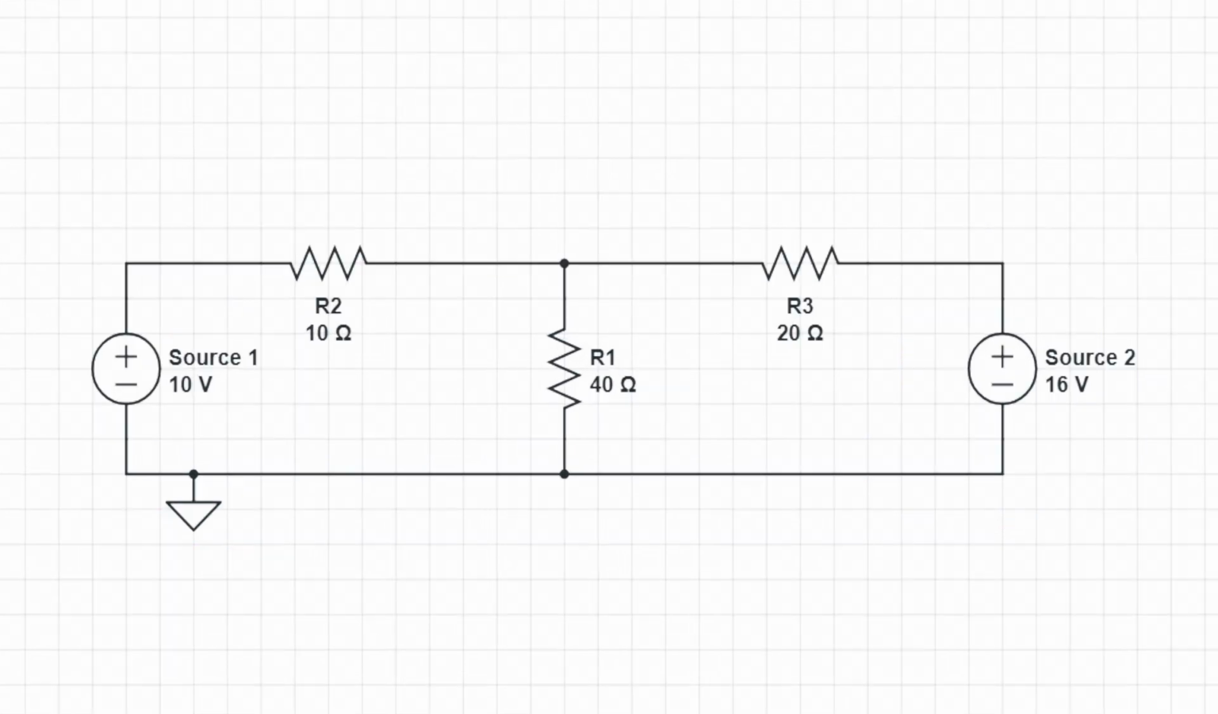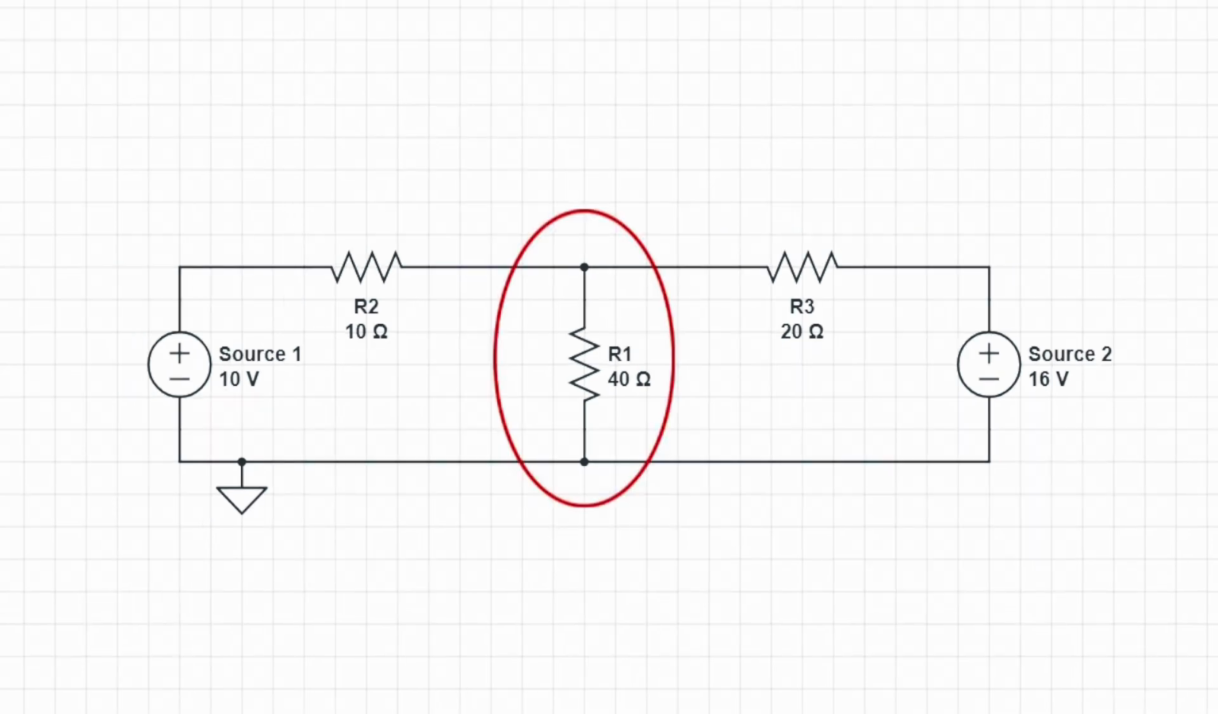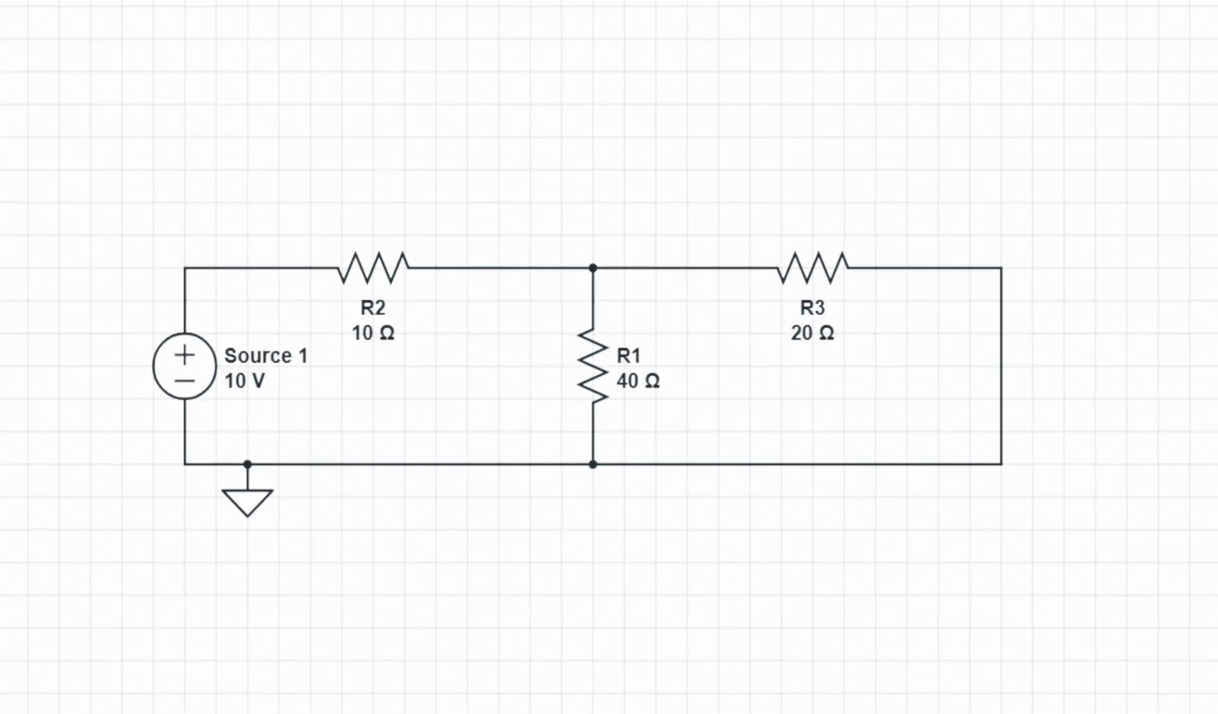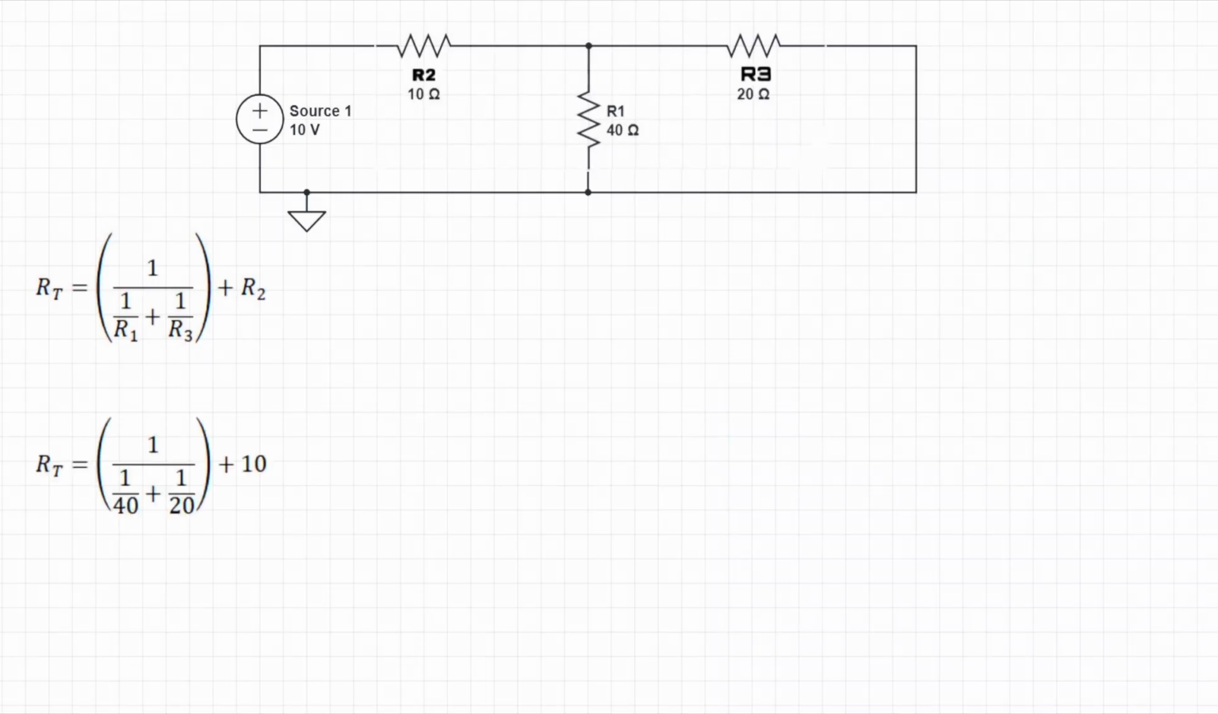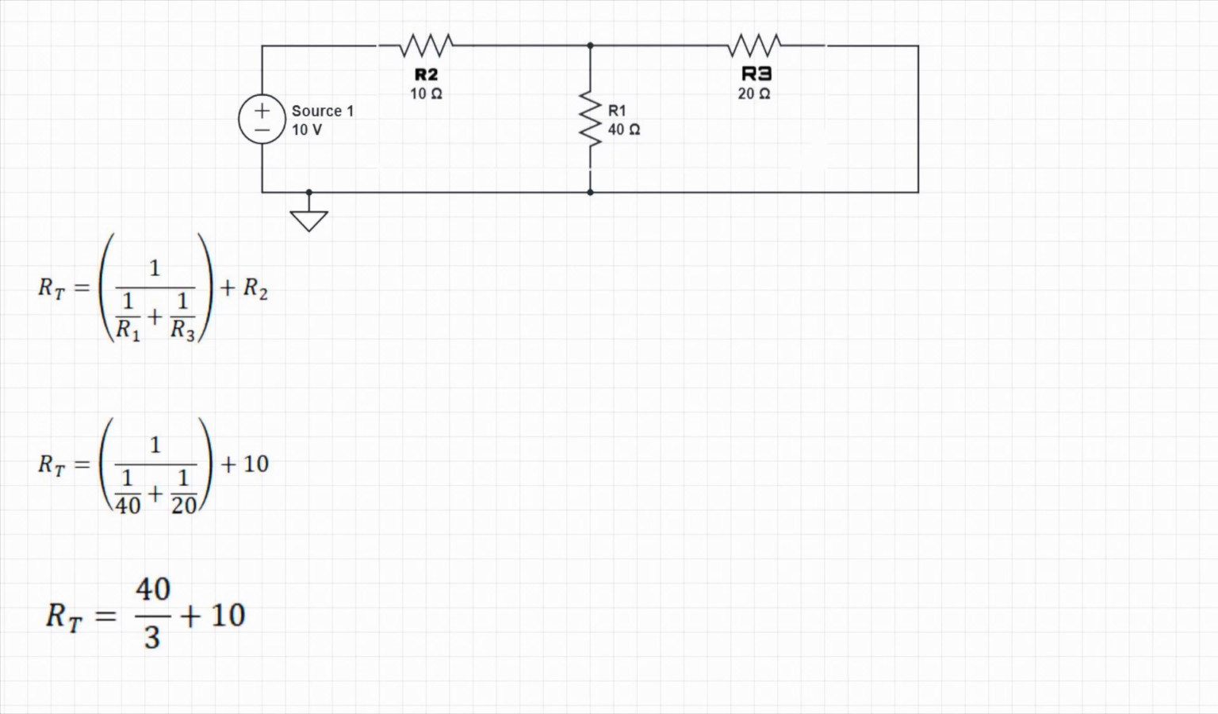Take this circuit for example. We want to find the current through R1. We can first begin by treating source 2 as a short circuit, and pretending that only source 1 is present. Realizing that R1 and R3 are in parallel, we can calculate the equivalent resistance in the circuit. Using Kirchhoff's voltage law, we can then solve for the voltage drop across R1.